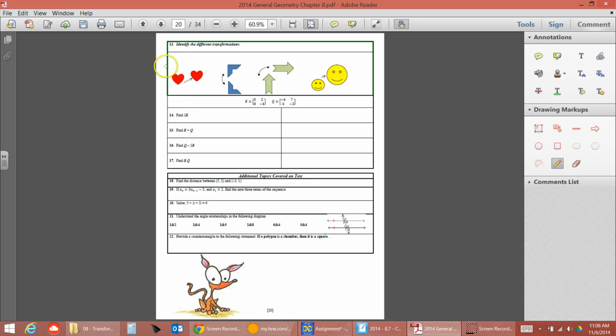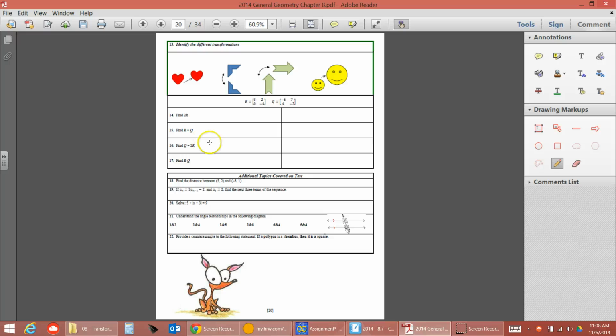I know some of the pictures are a little bit interesting, but the concept is the same. Identify the different transformations. Okay. Translation, rotation, rotation, translation, those types of things. Okay, find these matrices. Okay, we got to times the matrices. R, 2R, R plus Q, Q minus 2R, those types of things. Don't worry about 17. It's a matrix multiplication. If you'd like to try it, I applaud you for the effort, but it's outside the scope of this class.